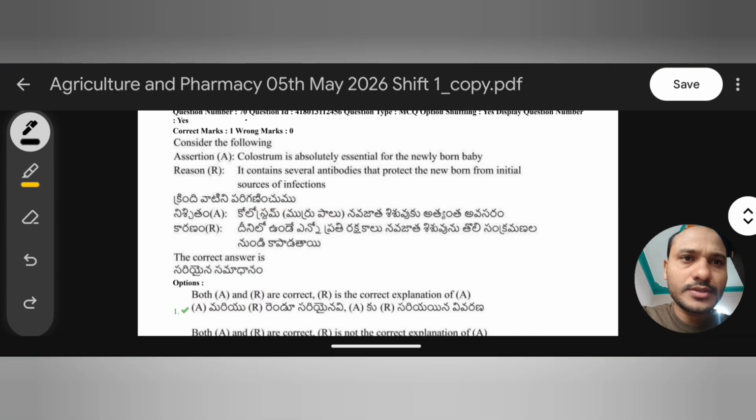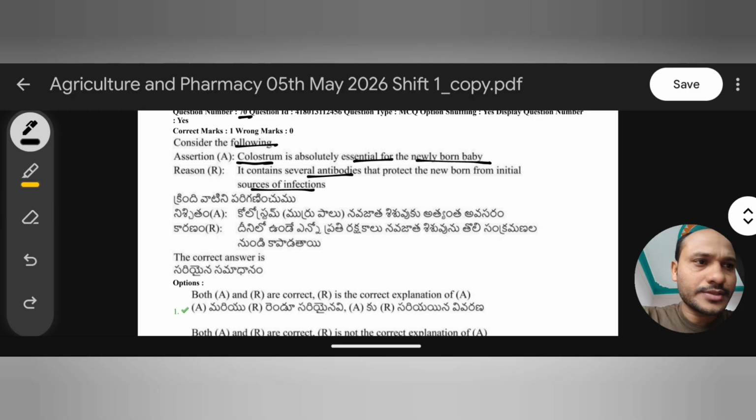Next, the 70th question. Consider the following statements, an assertion and reason type of question. Colostrum is absolutely essential for a newly born baby. It contains several antibodies that protect the newborn from initial sources of infection. So let's analyze this statement. During the lactation period, immediately after parturition, after delivery, the mother starts producing initial milk.